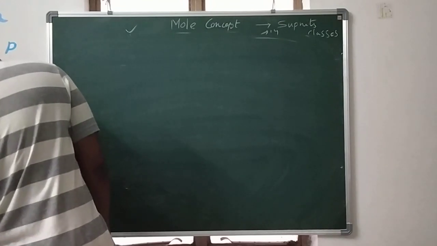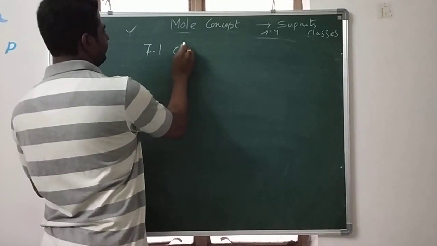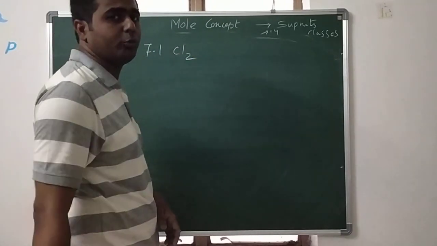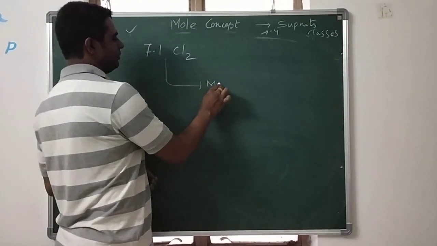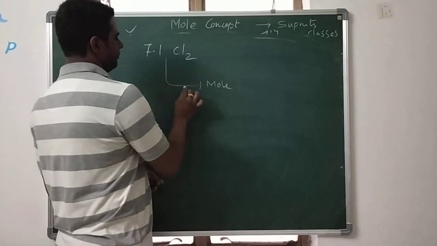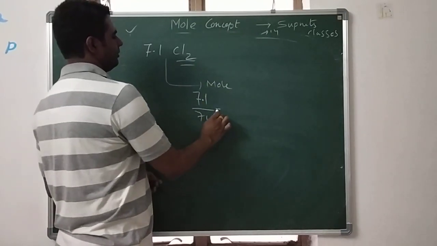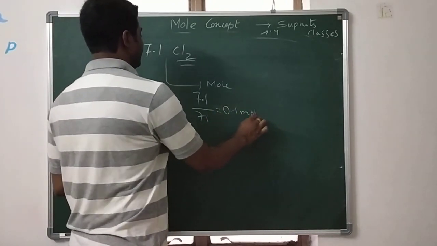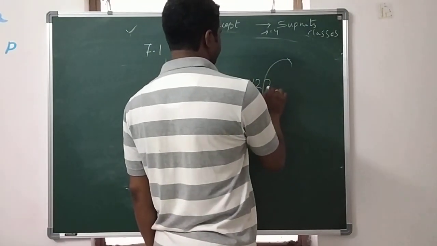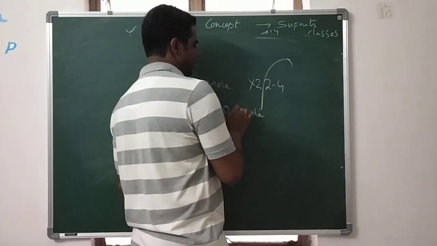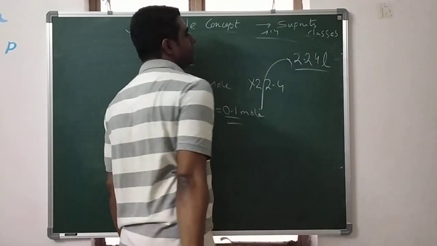Next one is, let's do the last problem of mole concept today. 7.1 gram chlorine. You have to calculate the volume occupied at STP. Go to the Young chart, that is mole. How will you do? Mass by molecular mass. Molecular mass of chlorine is 71. So again 0.1 mole. Then you have to go to volume into 22.4. So इसके साथ 22.4 मल्टीप्लाई करने में 2.24 liters हो गया. चलो.